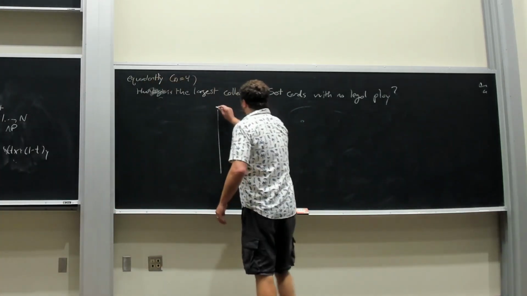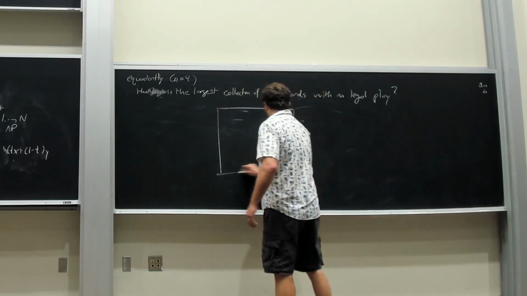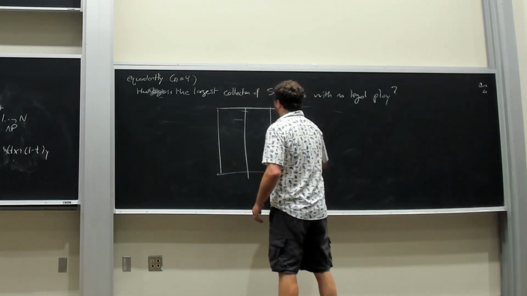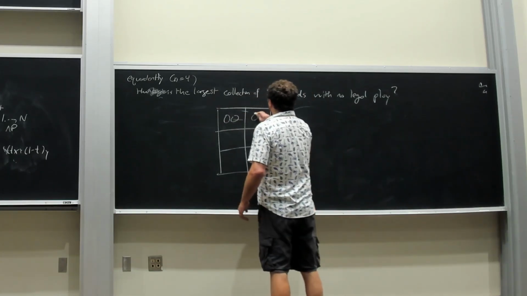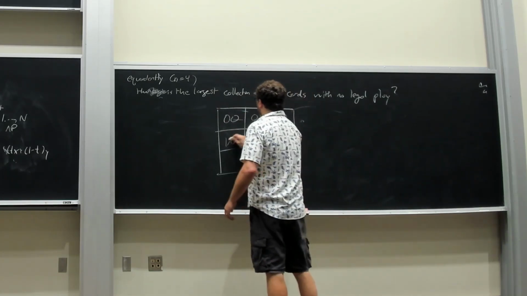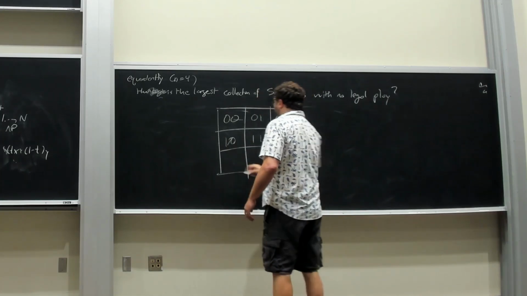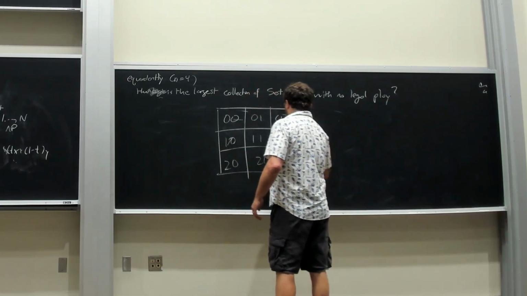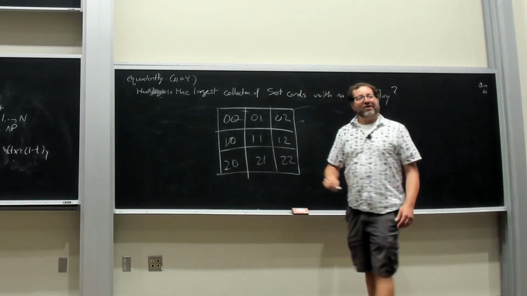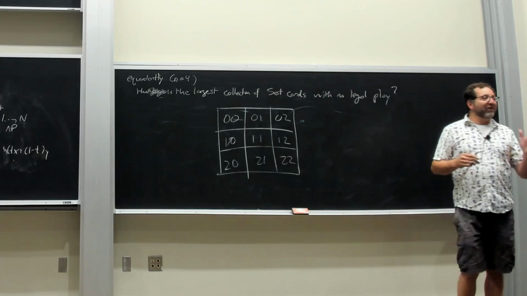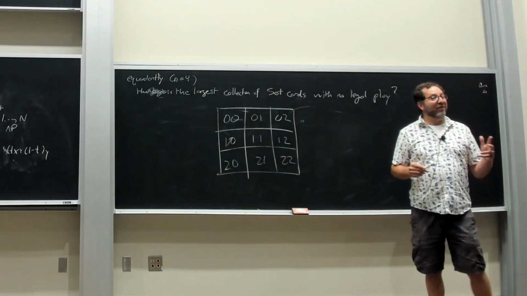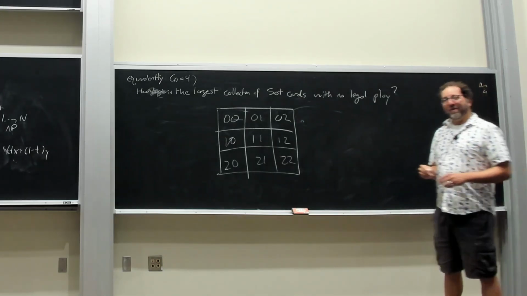So here's my picture of a two-dimensional vector space over F3. I have (0,0), (0,1), (0,2), (1,0), (1,1), (1,2), (2,0), (2,1), (2,2). In the set context, this would be like taking your set deck and taking out only the cards that are red and have a squiggle, and then there would be 9 cards like that, and you could lay them out like this.